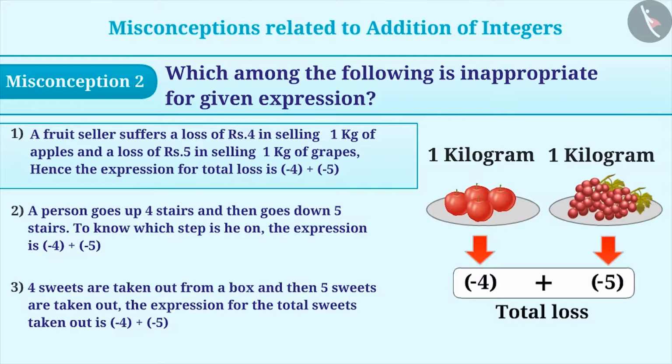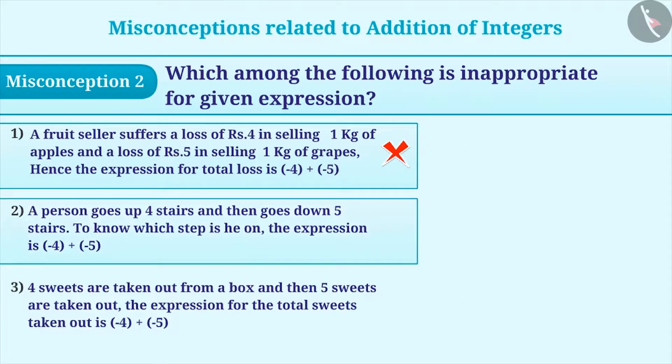This means it cannot be the answer to the given question. Sometimes, to find the loss, calculation is done and the statement is represented as minus 4 minus minus 5. This is an incorrect way to represent the situation. The correct way to express it is minus 4 plus minus 5.